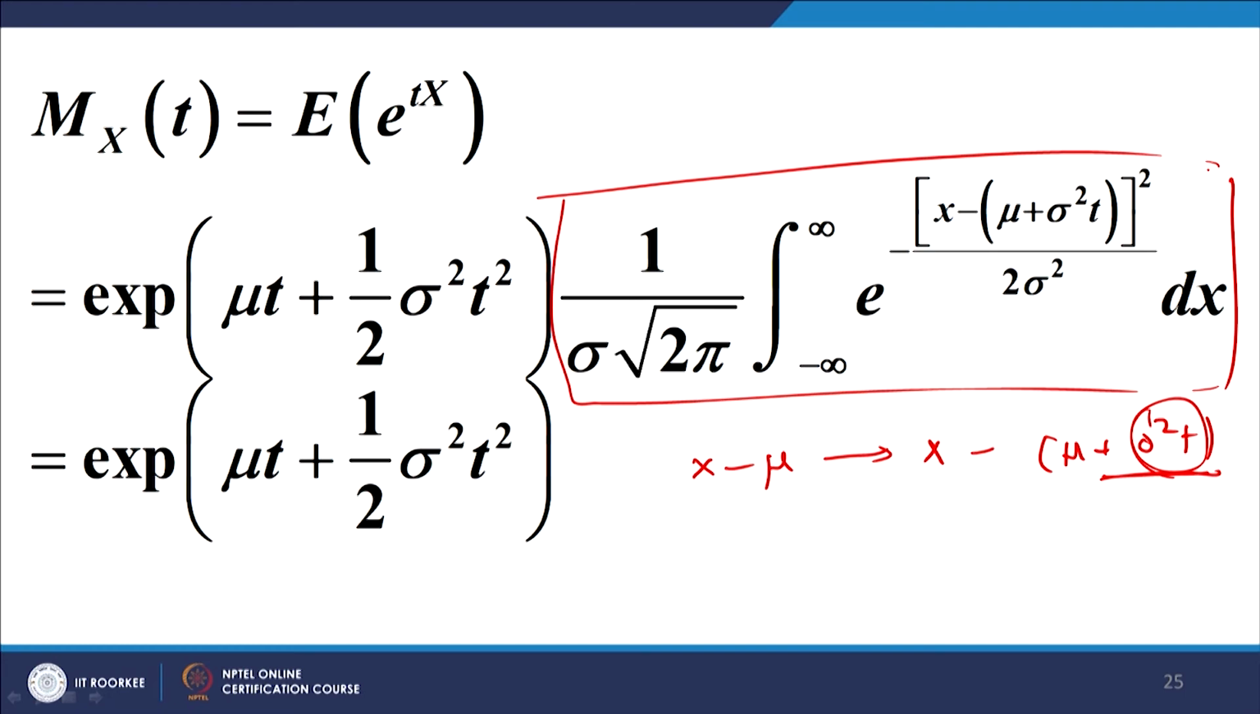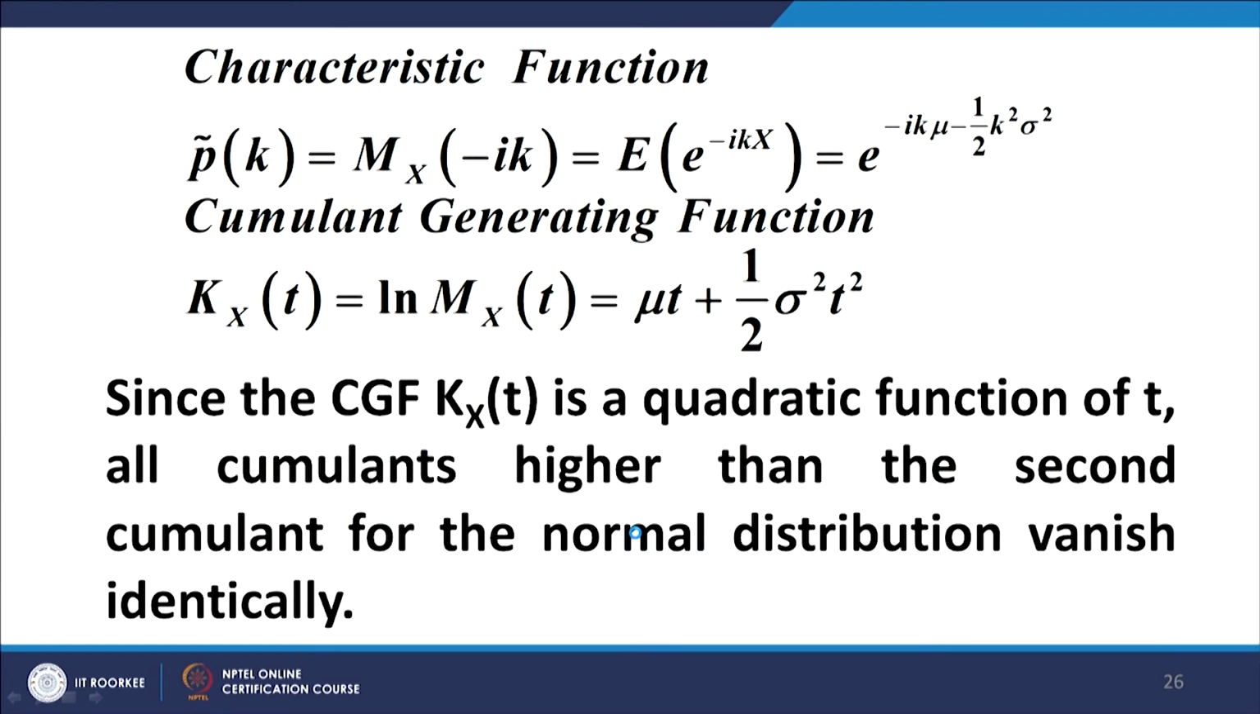So, what do we end up with? We end up with a moment generating function of exponential of mu t plus 1 by 2 sigma square t square. This is what we get as the outcome of this whole analysis. This is the moment generating function of the normal distribution, and the characteristic function is given by M_X of minus i k, and that on this expression is quite straightforward.